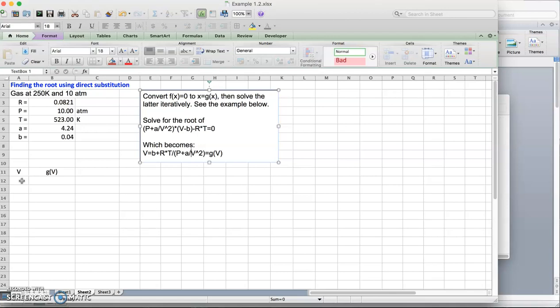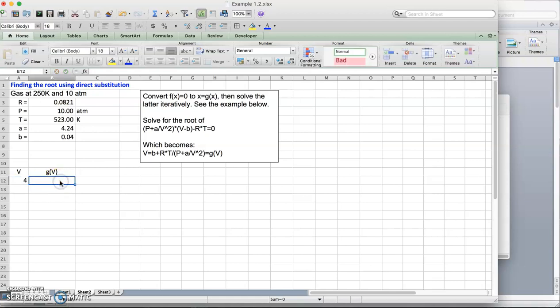The good guess would be exactly what we guessed from the plotting in the spreadsheet in the last lecture, right? If you remember from last lecture, the guess was 4.2, which was close to the root of this function. So I'm going to start maybe with 4. So let's start from 4. I'm going to put 4 here. Then I have to evaluate g of v.